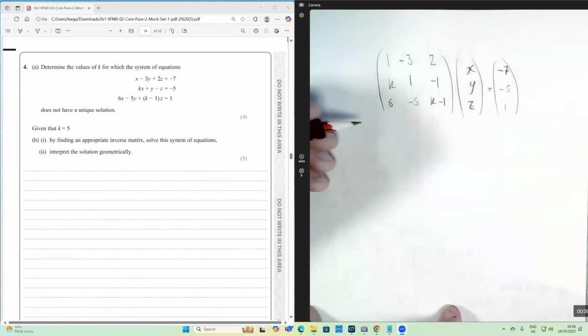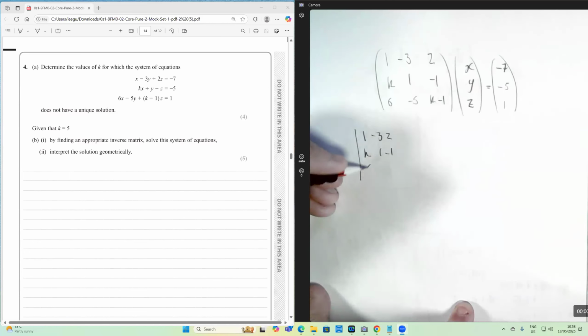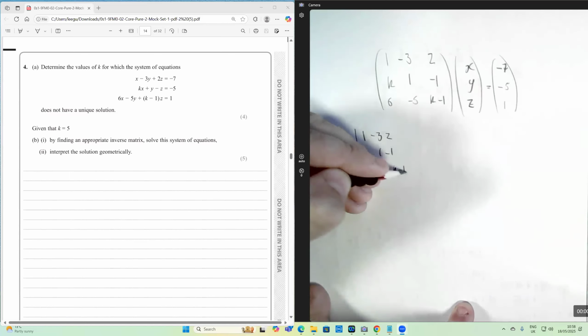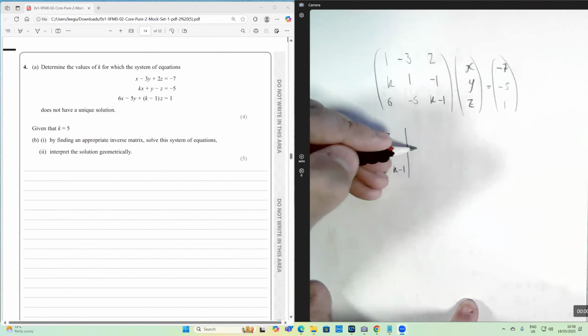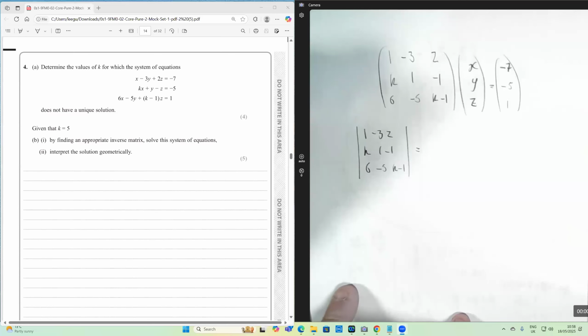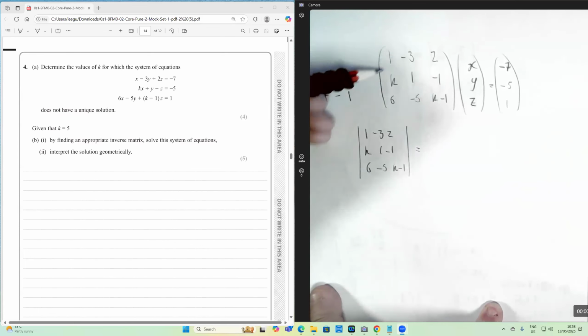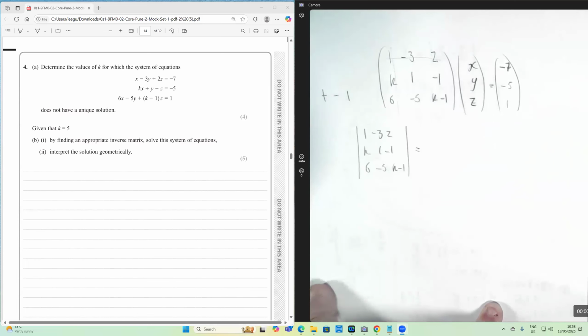We've now got to evaluate the determinant of this 3 by 3: 1, minus 3, 2, k, 1, minus 1, 6, minus 5, k minus 1. We need to evaluate this and set it equal to 0. If you remember, there is a pattern of pluses and minuses to follow when working out the determinant. For the first row it is plus, minus, plus, and we take each term and multiply it by its corresponding minor.